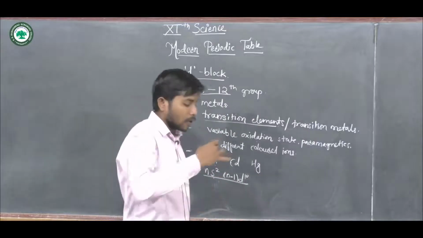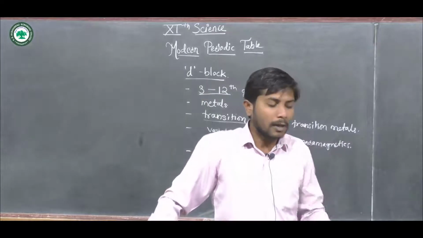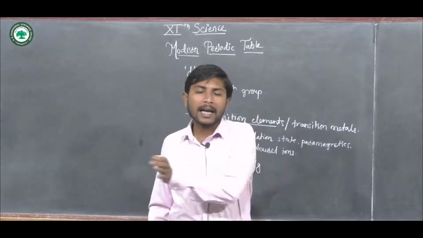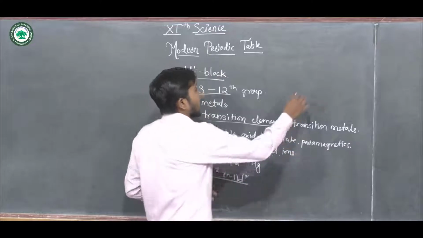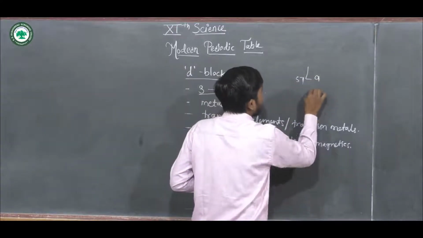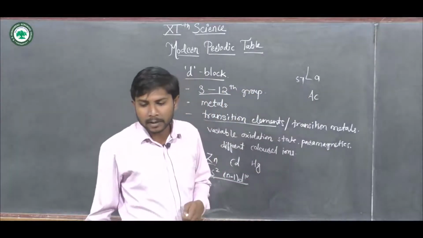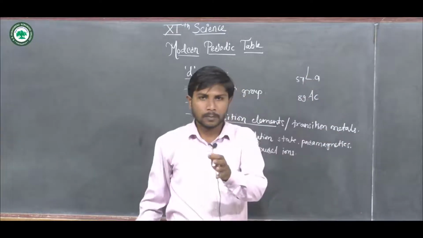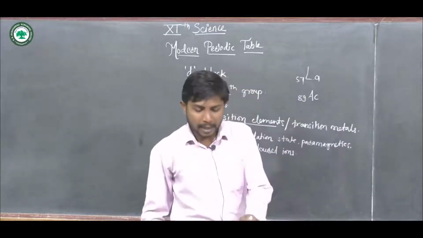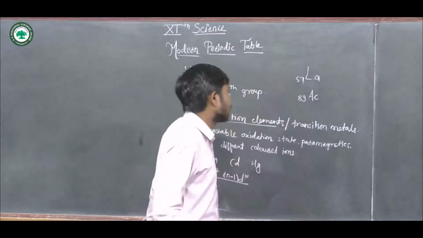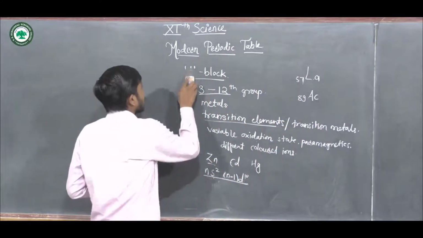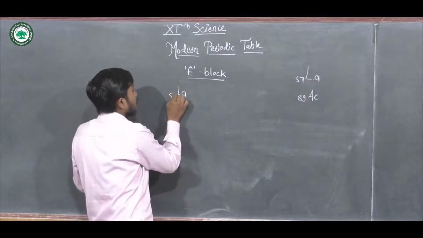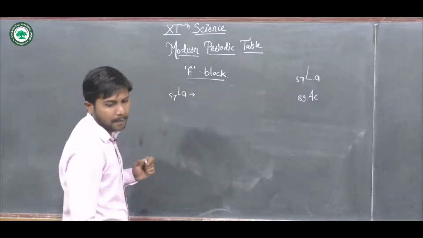Again, D block elements are situated between the S and P block, and there are a few elements which are dragged out from the D block, that is from lanthanum, atomic number 57, and actinium, atomic number 89. These two elements belong to the third group, but 14 elements from each have been dragged and placed in a different block, known as the F block. The lanthanoids start after lanthanum, that is from cerium to lutetium.